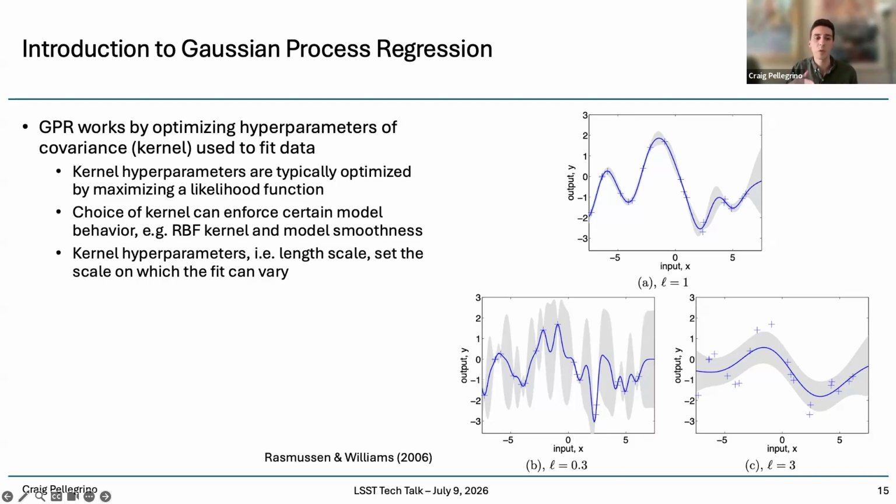So you get this bumpier, wigglier fit overall. Compared with the one on the bottom right, this has a much larger length scale, and the fit is more smoothly evolving and more gradual. So by optimizing these kernel hyperparameters, you're able to control the length scale on which your fit models the data.